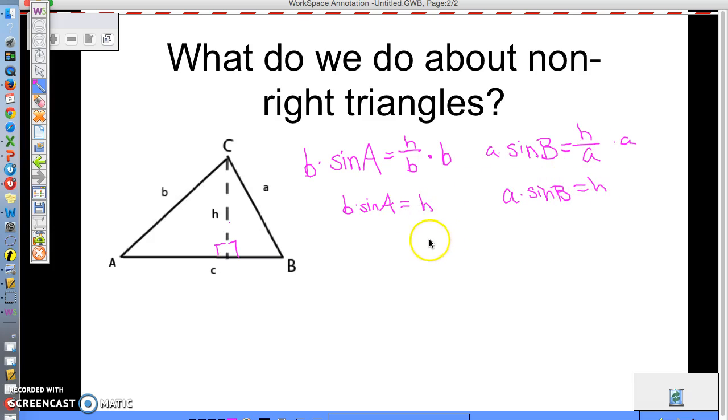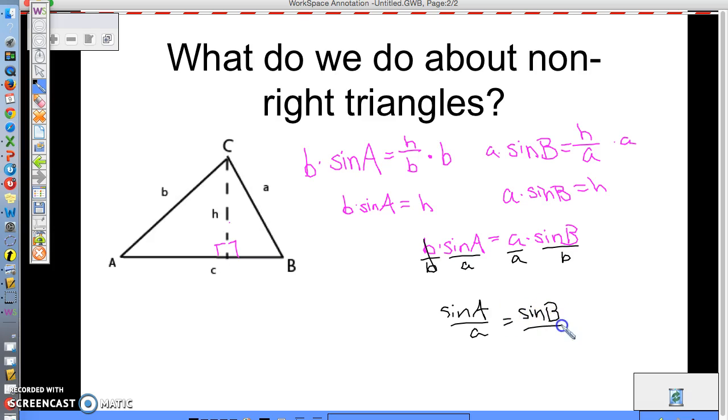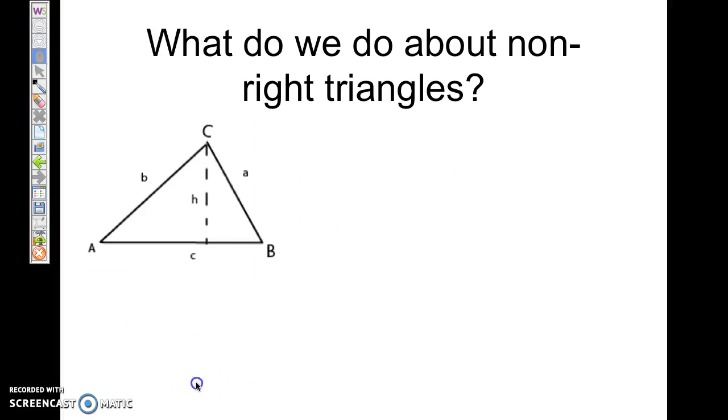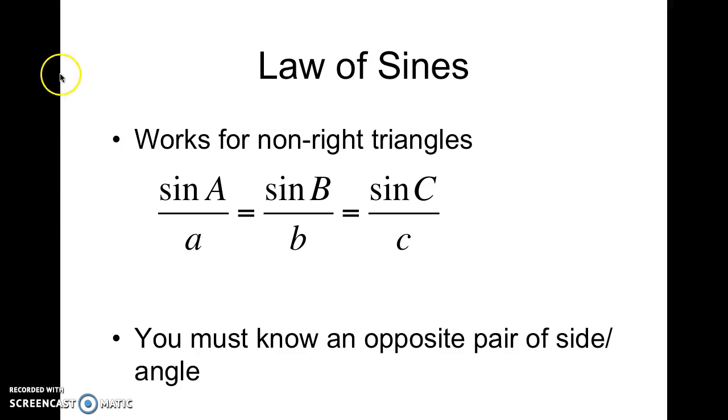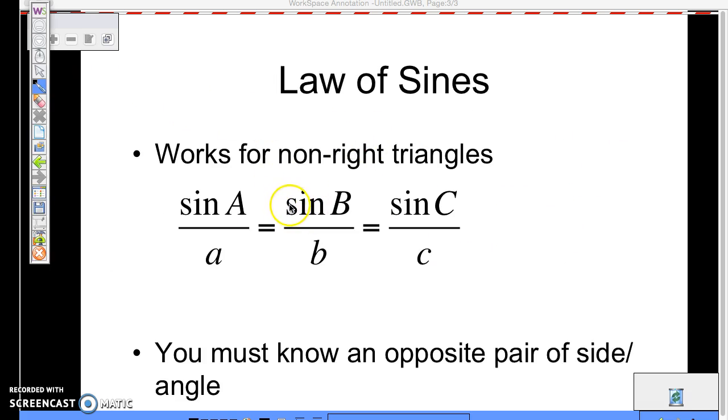Well, our heights are equal, so we have b times the sine of A has to equal a times the sine of B. And now, if we divide this one by b, and this by a, we end up with the sine of A over little a equals the sine of B over little b. And again, capital letters are our angles, lowercase are our sides. And what this turns out to be is what's called the law of sines, where it works for non-right triangles.